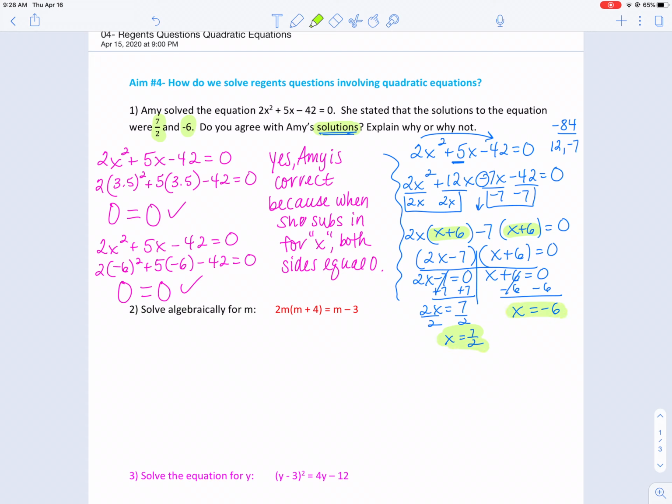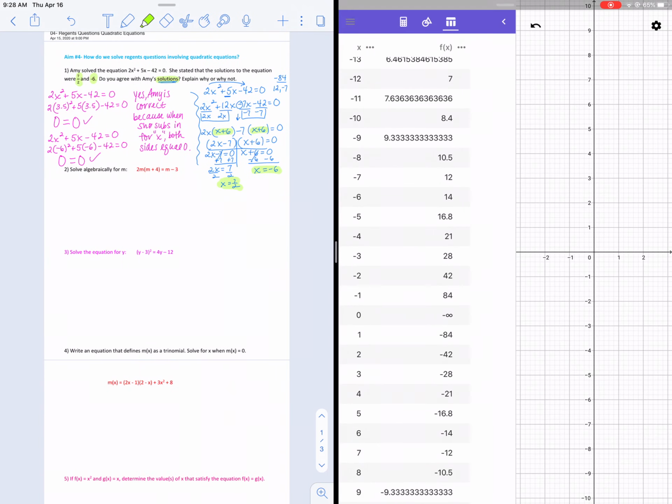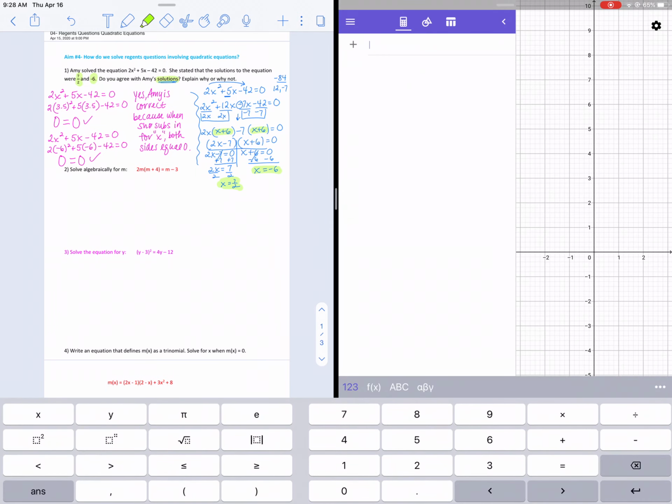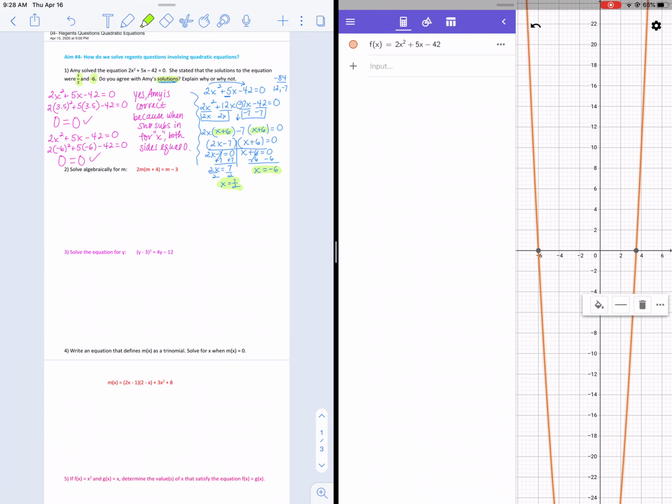So a couple of ways. Now let me be very honest. Another way you could do this is pull up GeoGebra. There's no reason you can't also type in the equation 2x squared plus 5x minus 42. You're going to have to stretch out, but what are the solutions? It's right here where the graph crosses the x-axis. Look at that first root, negative 6. Look at the other root, 3.5.